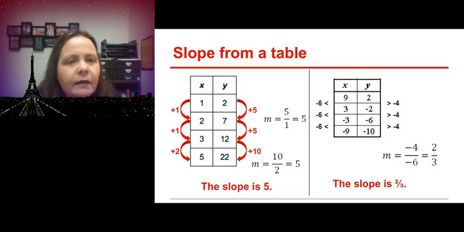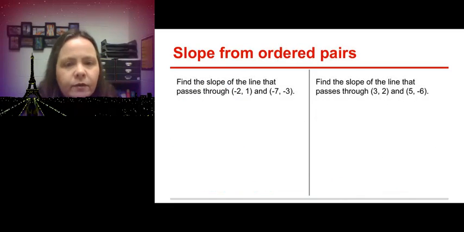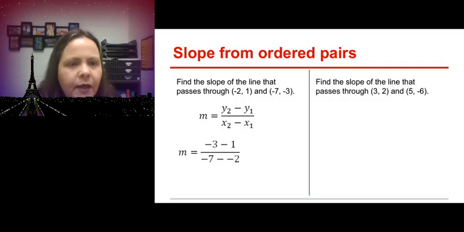All right, let's look at ordered pairs. This is where we get into using the formula. And if the formula drives you insane, you can always plot these points and count. But for the purposes of what we're doing here, I'm going to show you how to use the formula. So we have our slope formula, which is y sub 2 minus y sub 1 over x sub 2 minus x sub 1. The sub 2's and sub 1's just indicate that those two y's come from two different ordered pairs. So I'm going to plug in negative 3 minus 1 over negative 7 minus negative 2.